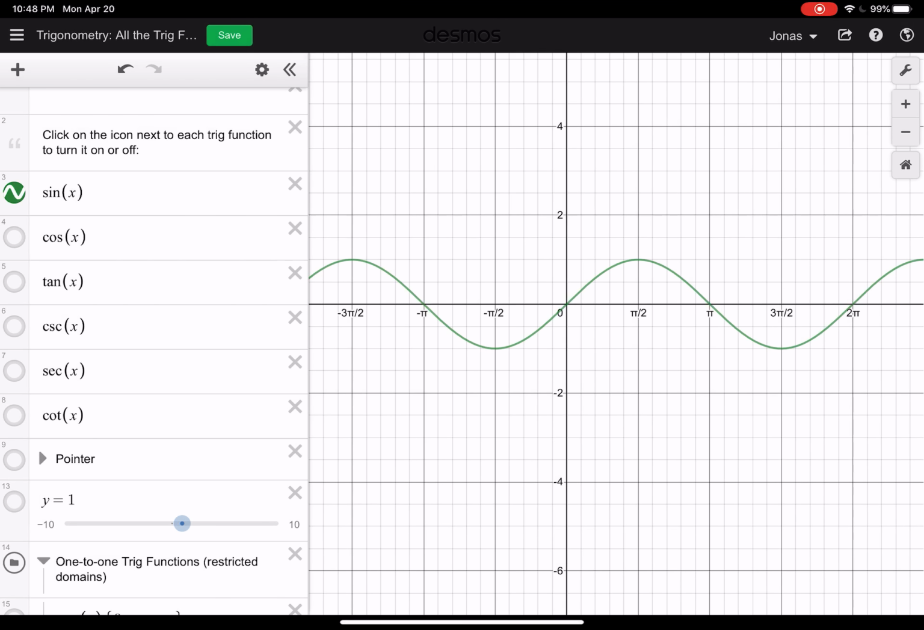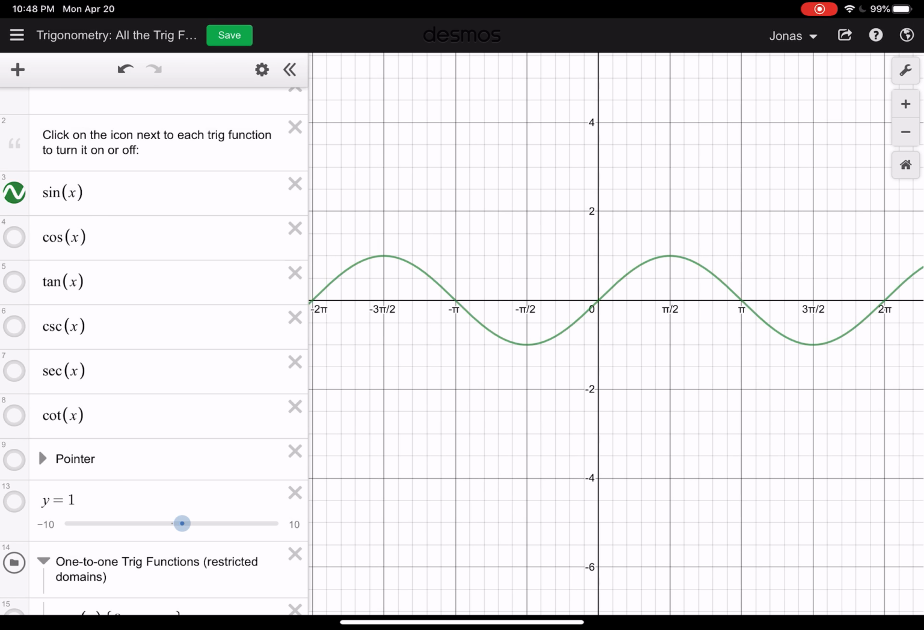Here it is in green, and if you remember, when the angle is 0, the sine is 0. And then the sine slowly increases until the angle pi over 2, or 90 degrees, where the sine is equal to 1. Then it decreases again, and at the angle pi, or 180, it's equal to 0 again, and then it goes down, and so on and on.